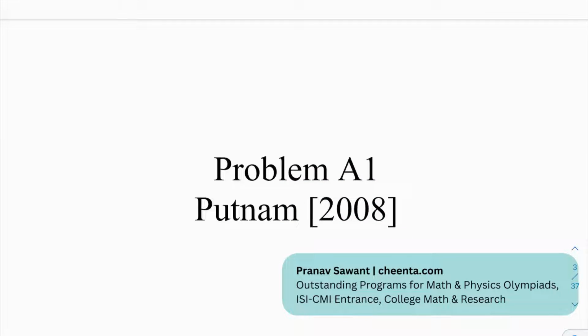And this is the problem A1 from the Putnam exam in 2008. Putnam is a math contest for undergraduates in North America, and I believe it's held once a year. It's held over 6 hours for the day, 3 hours in the morning and 3 hours in the afternoon, and you have problems from A1 to A6 and B1 to B6. This is the first problem from the Putnam exam in that year.